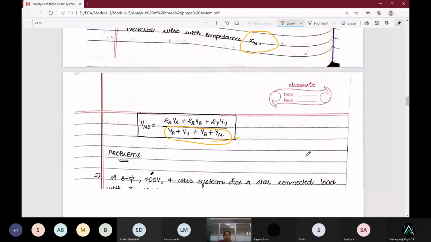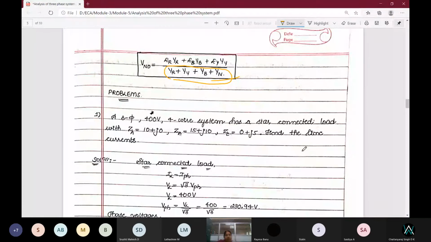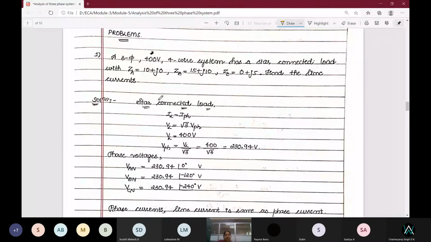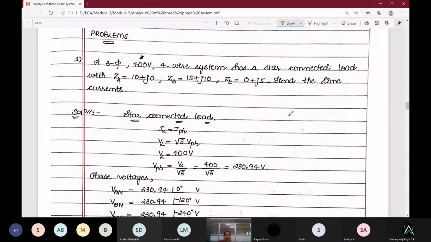Next, we'll move on with some problems. The first one: a three-phase 400-volt four-wire system. You have to read the problem clearly. A three-phase 400-volt four-wire system has a star-connected load, with the values ZA, ZB, and ZC given. Find the line currents.